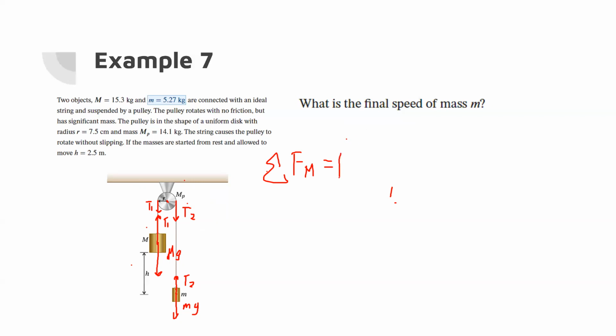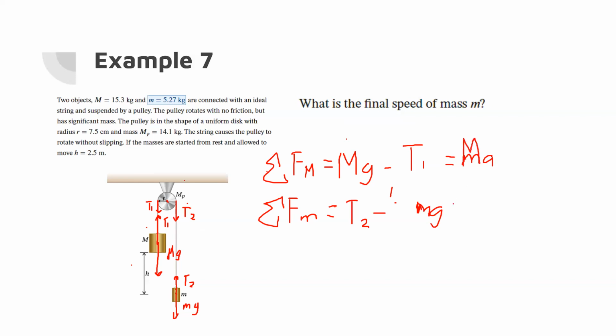Going to say capital Mg is in the positive, and I'm going to subtract tension 1 off of that. Then I'll move on to the second mass, and that's going to be equal to the mass times the acceleration. In this case, mg is negative, so we'll do tension 2 minus lowercase m times g. This should be a capital M. Is equal to mass times acceleration.